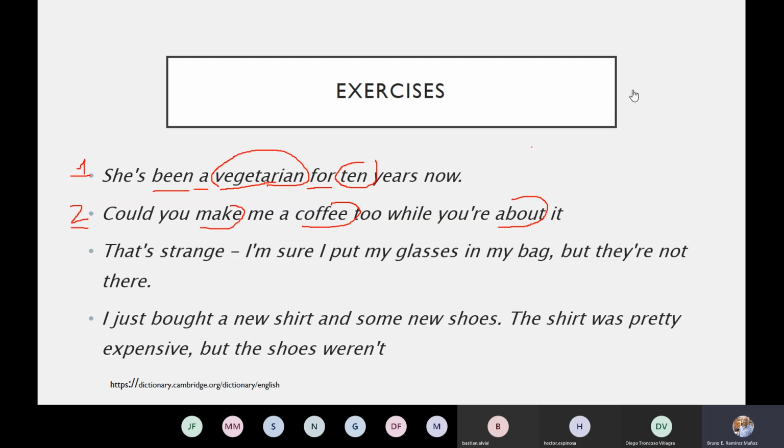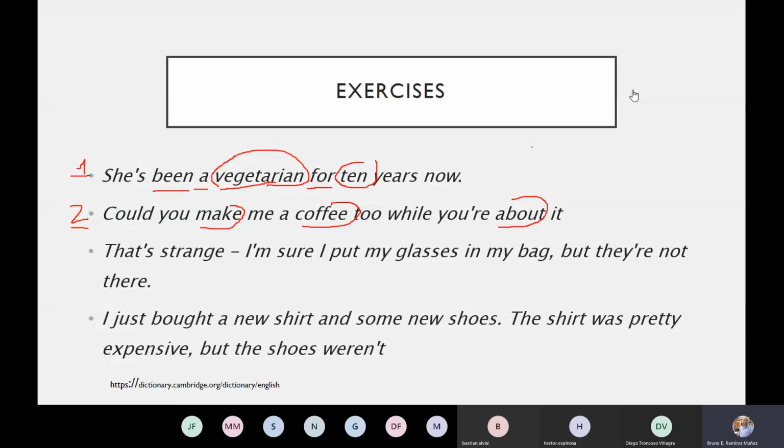The other words, I'm, I, my, in, and my, are considered function words. So yes, we can use weak forms with them. I totally agree with what you read. I'm sure I put my glasses in my bag. My glasses in my bag. If you see in my, they are not emphasized. We're not emphasizing these words. My bag. Bag is the one that is emphasized, right?